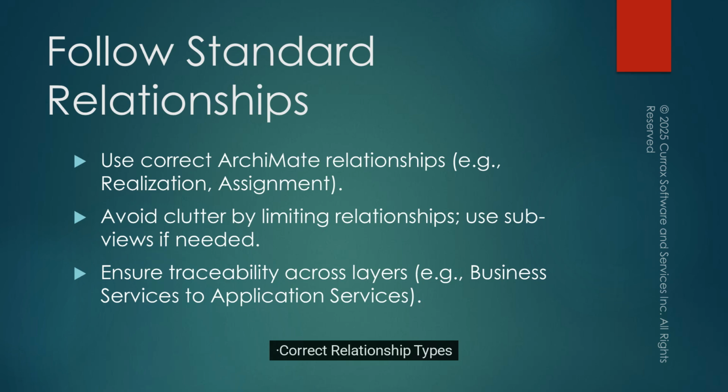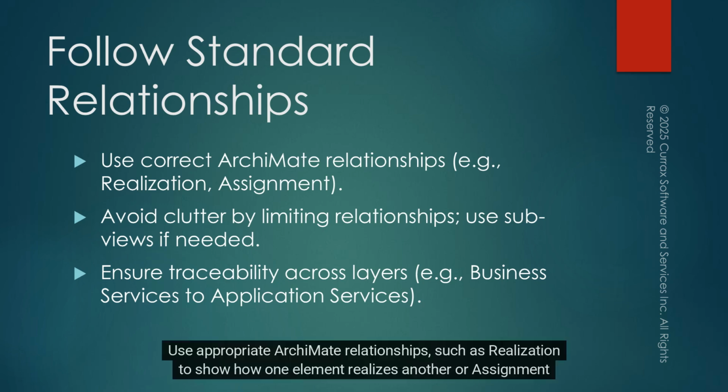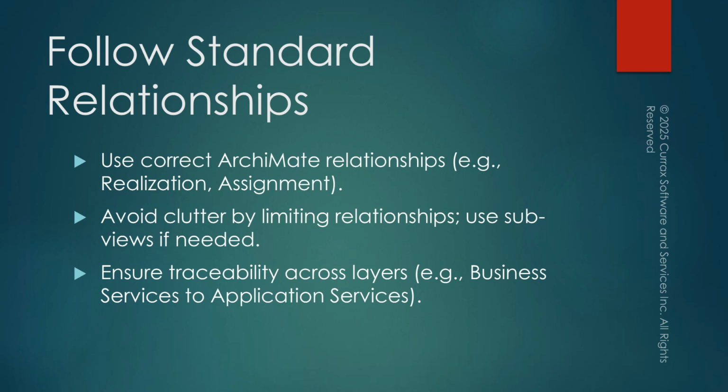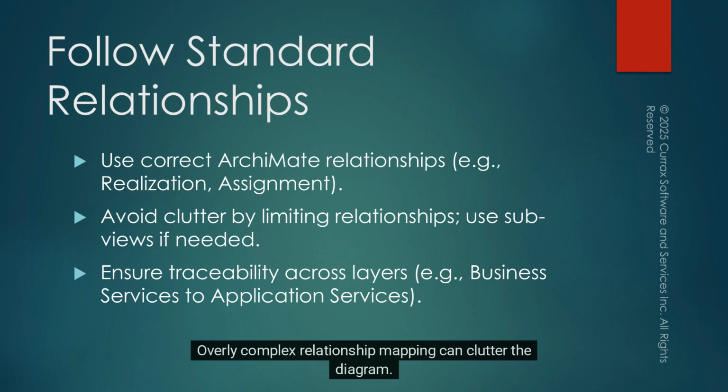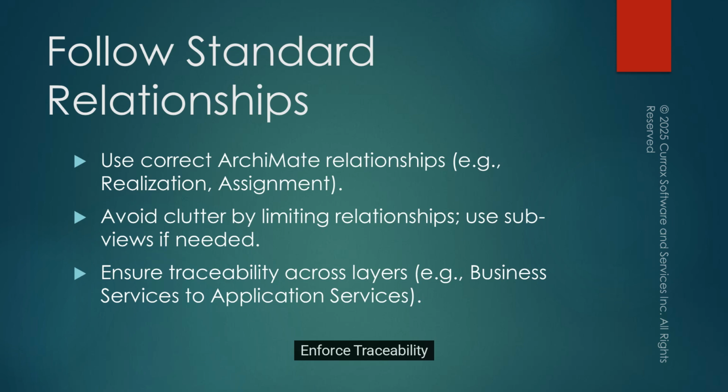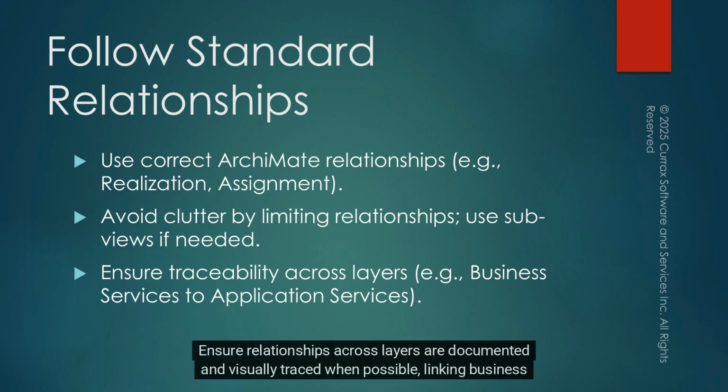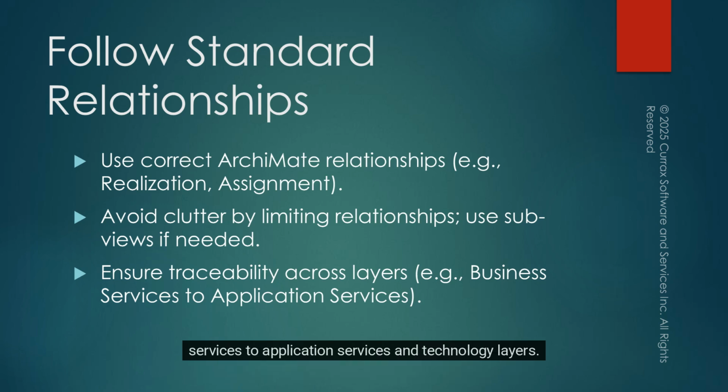Correct relationship types. Use appropriate ArchiMate relationships, such as realization, to show how one element realizes another, or assignment to indicate responsibility. Avoid overusing relationships. Overly complex relationship mapping can clutter the diagram. When necessary, create subviews or include textual explanations. Enforce traceability. Ensure relationships across layers are documented and visually traced when possible, linking business services to application services and technology layers. We will go into relationships in another video.